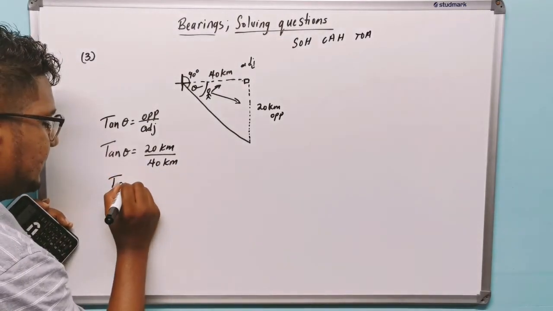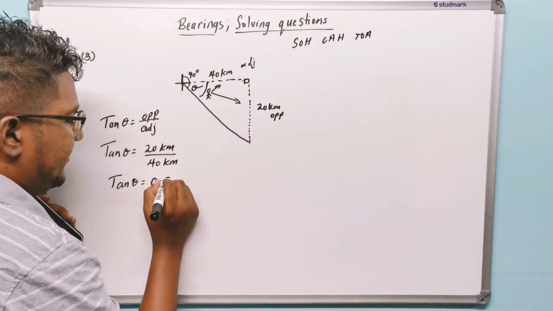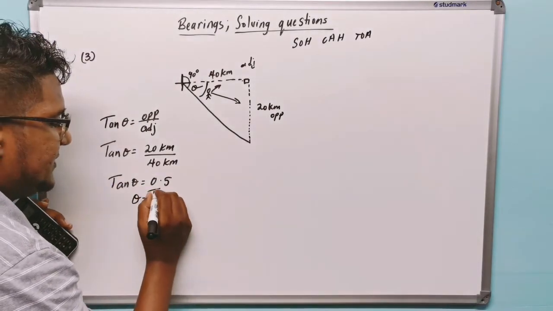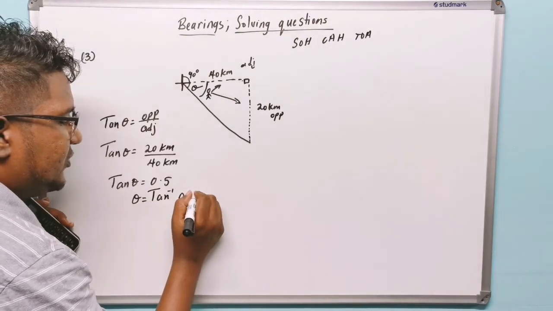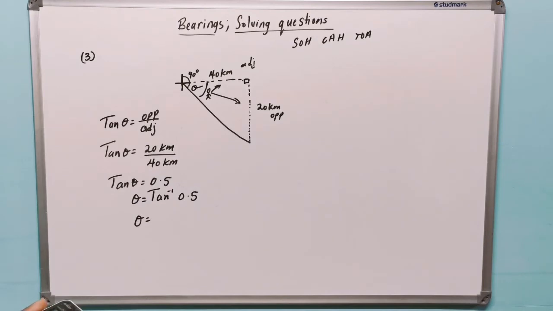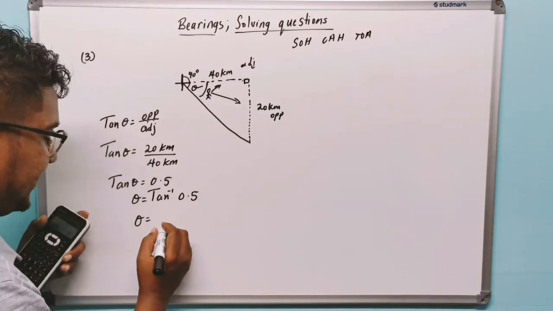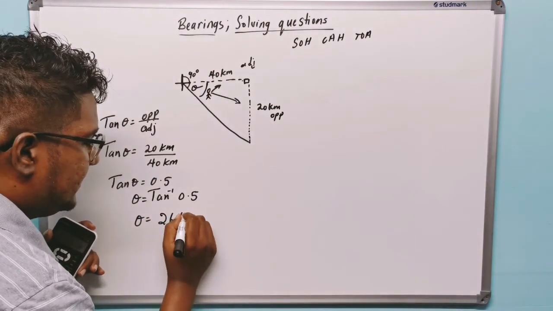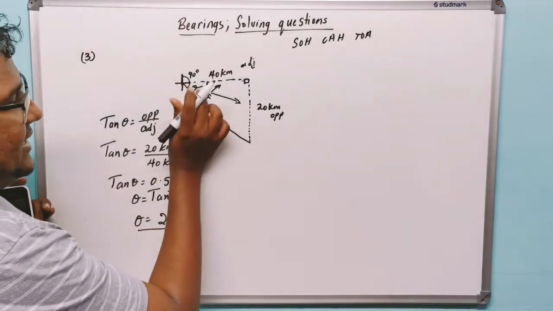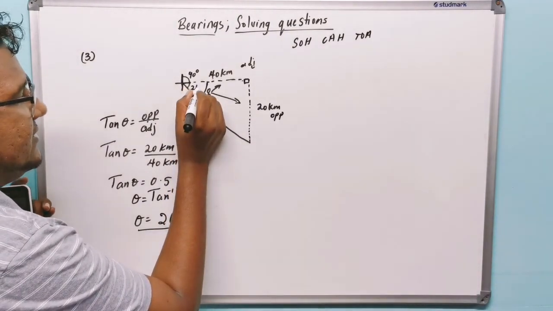Tan theta is equal to 20 divided by 40, which is going to give me 0.5. I want theta, so when I take tan across, it becomes tan inverse of 0.5. Theta is equal to, so let's use our calculator. The second function, tan 0.5, and that's going to give me 26.6 degrees. Now this is not the answer. 26.6 degrees is the angle inside here, right? So let me just put in 26.6 here.